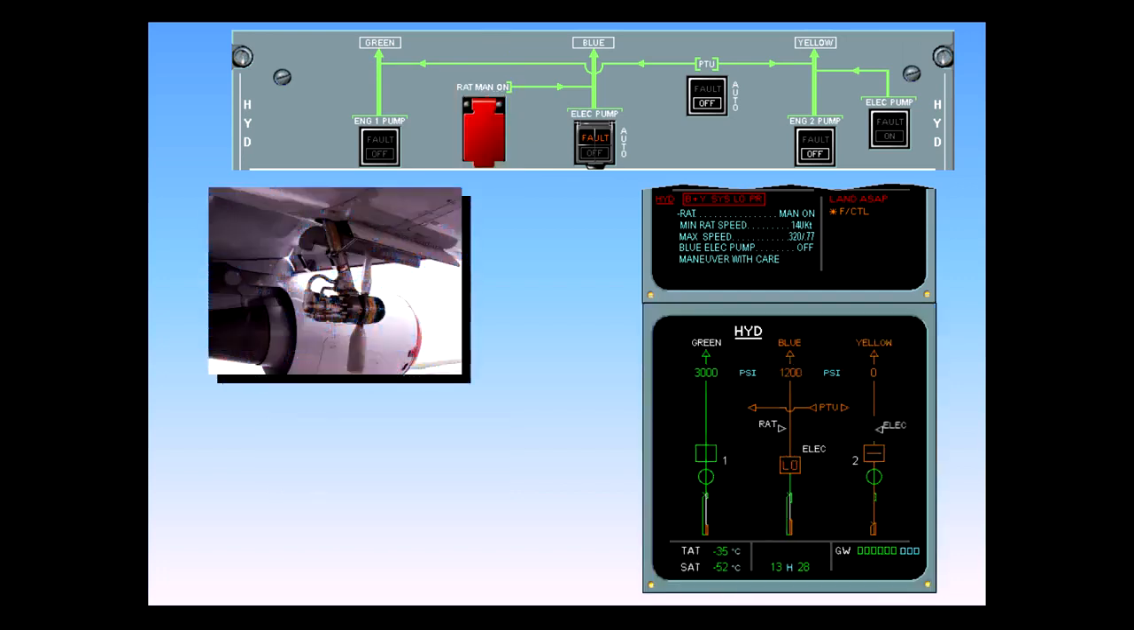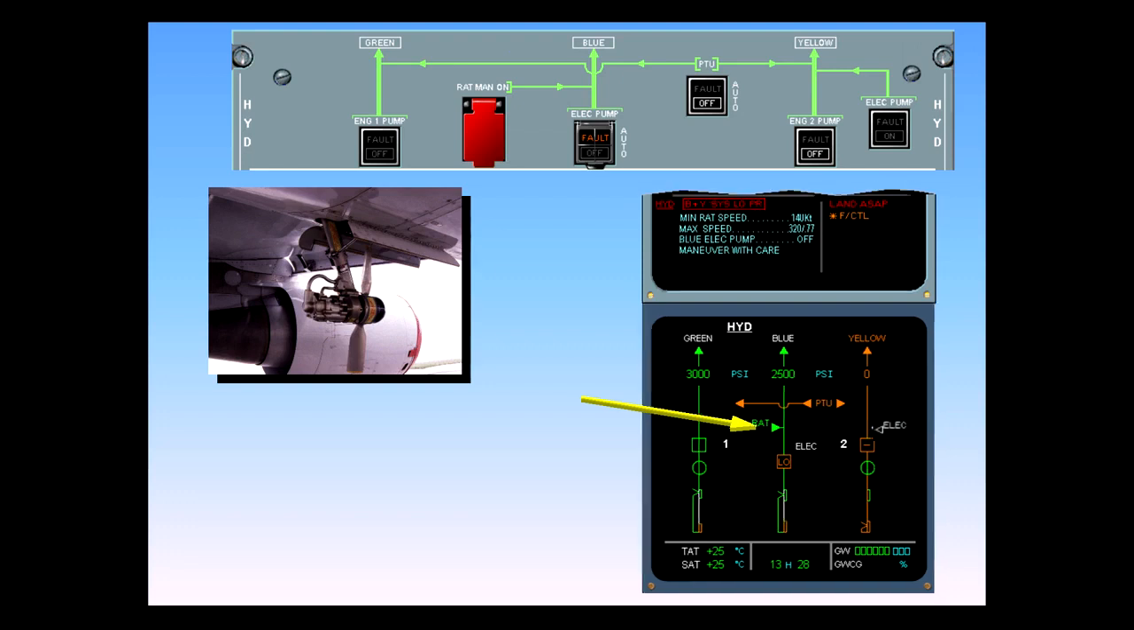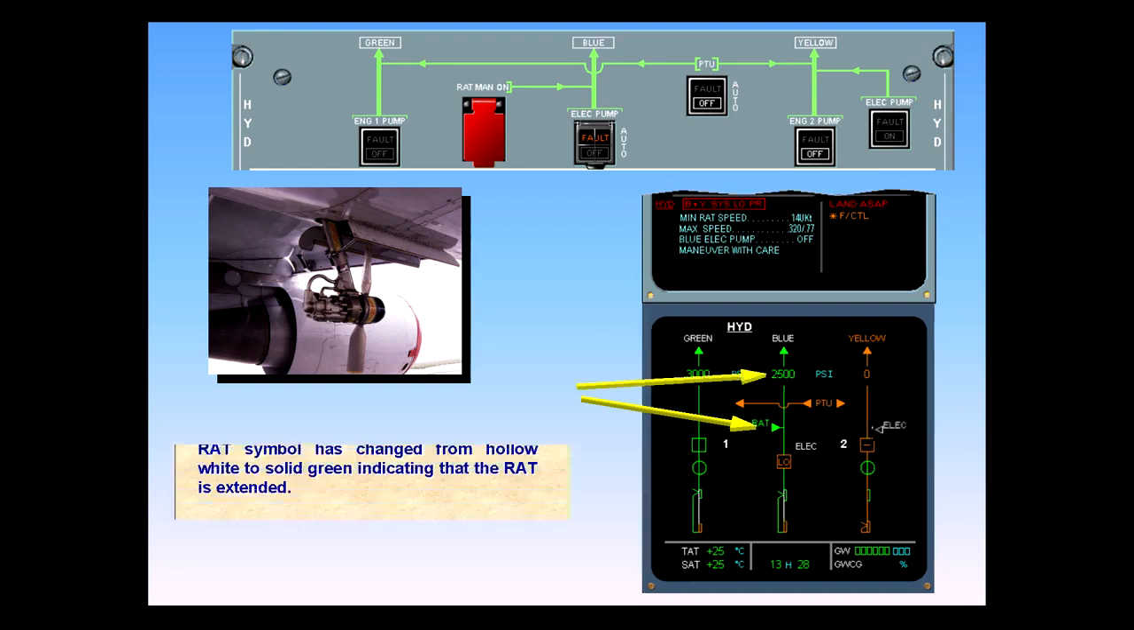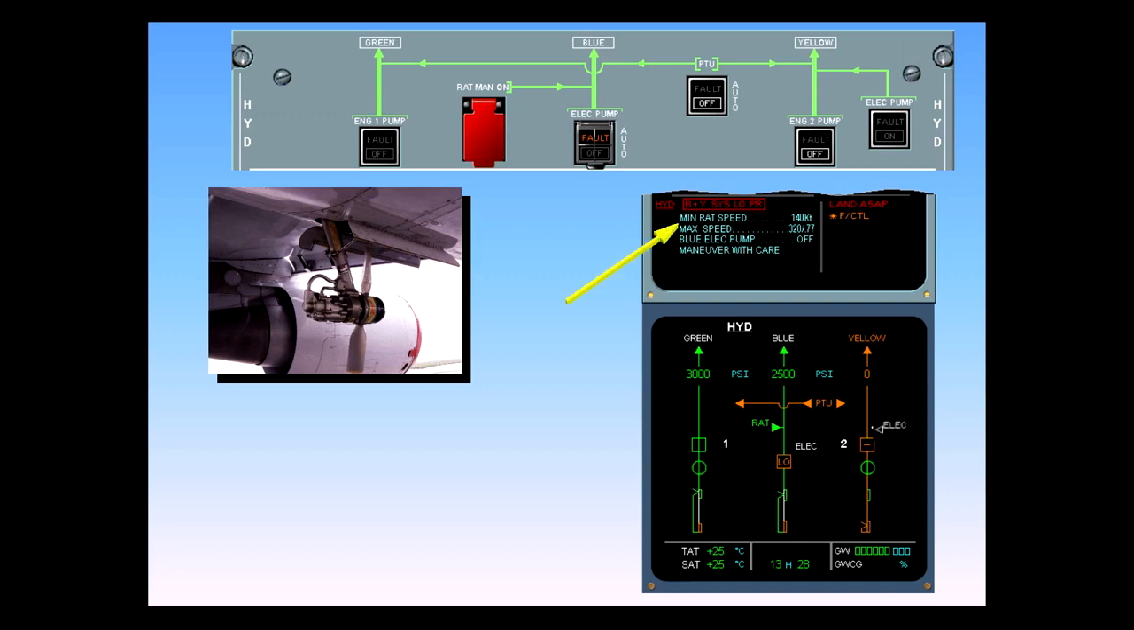On the ECAM hydraulic page, observe the RAT symbol has changed from hollow white to solid green, indicating that the RAT is extended. Notice that the pressure has increased. The minimum RAT speed is 140 knots. Note, once deployed, the RAT can only be restowed by maintenance on the ground.